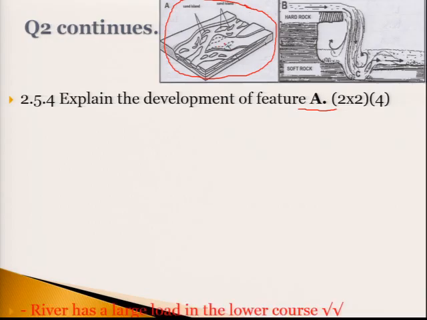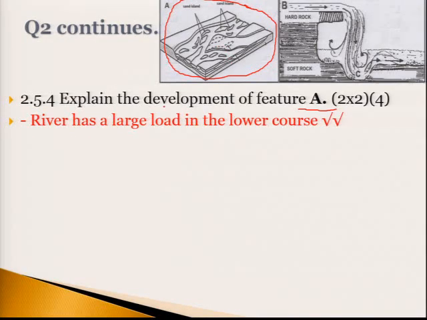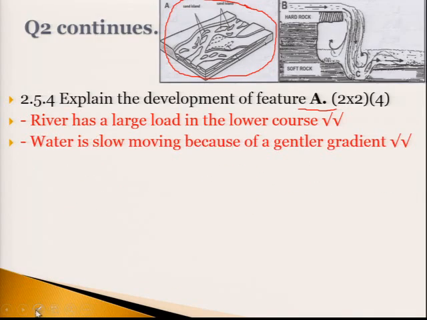Explain the development of feature A. When you check, we said mostly waterfalls are in the upper course. But when you check your area A, you'll find sand islands. This tells us that we must be in the lower course, where there's a lot of deposition. We say feature A has occurred because the river has a large load, in which course? In our lower course, the deposition side.